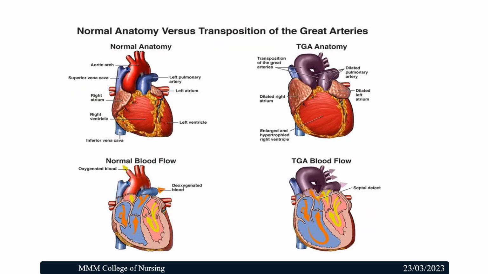In this picture, you can visualize the normal anatomy of a heart where the aorta and the pulmonary artery are present. And in the TGA picture, you can see the position of the aorta and the dilated pulmonary artery. So the entire anatomy of the heart is changed or transposed. In normal blood flow, the aorta carries the oxygenated blood, but here, since it arises from the right ventricle, the aorta carries the deoxygenated blood.